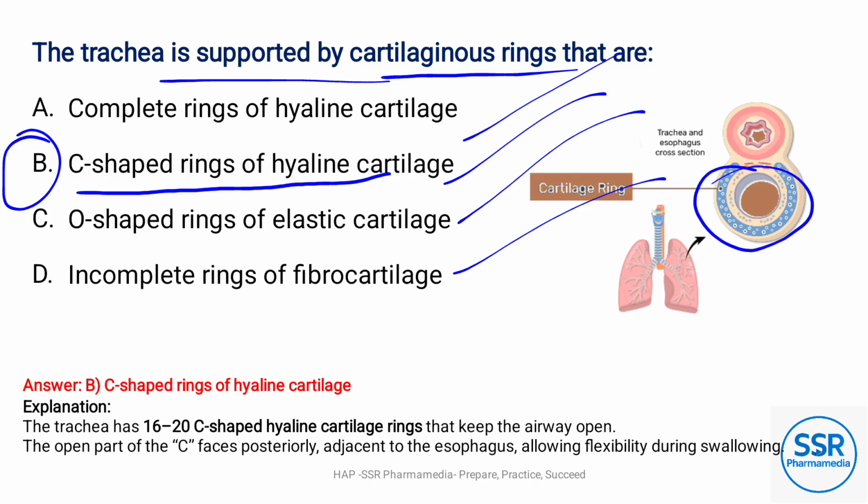So trachea has 16 to 20 C-shaped hyaline cartilage rings that keep the airway open. The open part of the C faces posteriorly, adjacent to the esophagus, allowing flexibility during swallowing.